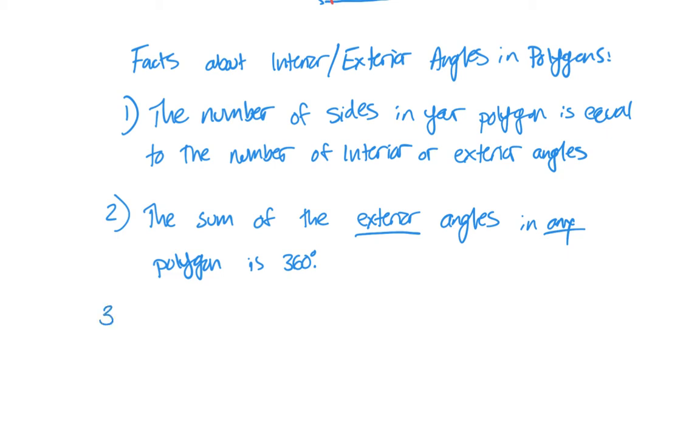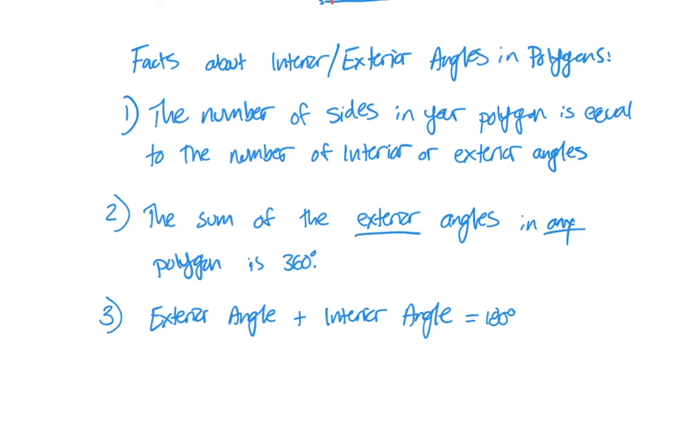Fact number 3, and we kind of alluded to this earlier, but if we were to take the measure of the exterior angle and we were to add that to the interior angle, that's going to form a straight line, which means that it's going to make 180 degrees. So interior angle plus exterior angle is going to make 180 degrees.